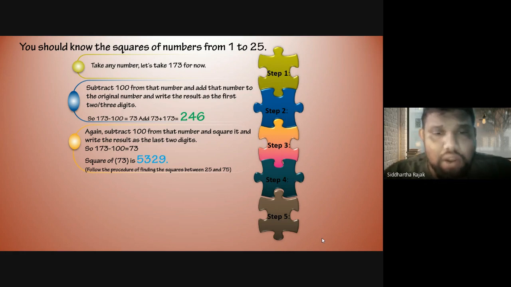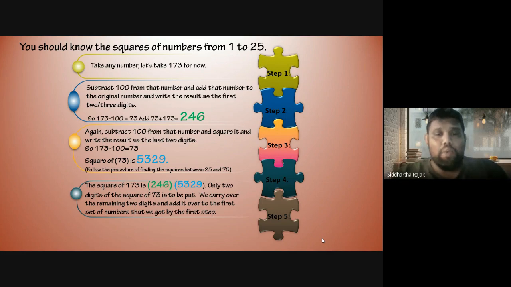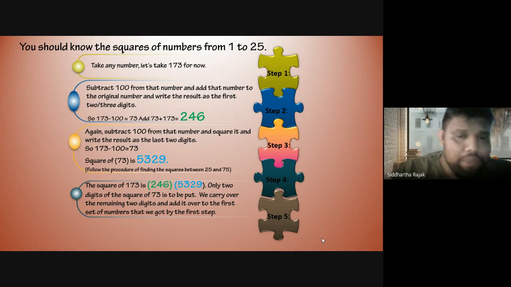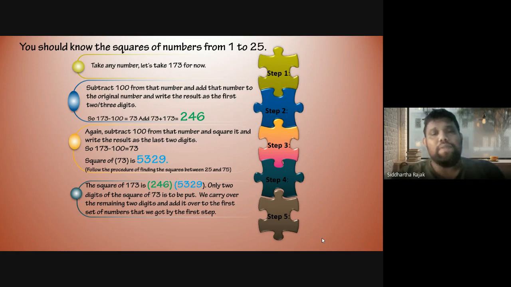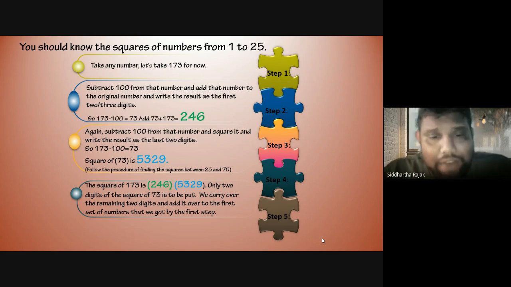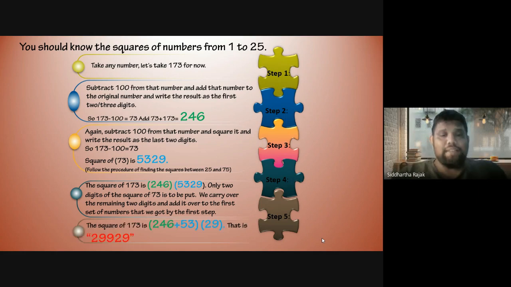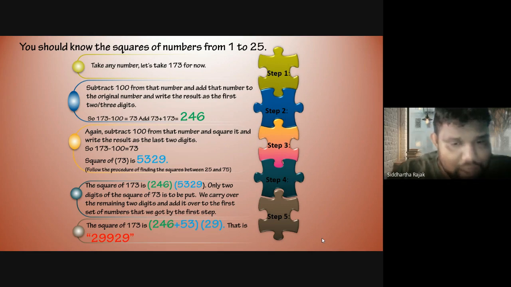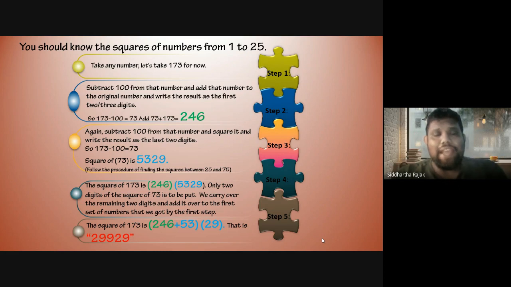So now, in order to get our answer correctly, we only take two digits from the number quoted in blue, the last two digits. 29 is the number we keep, and that 53, which is excess over there, needs to be carried over to 246, and 246 plus 53 becomes 299, right? So the number that we will get is 299 from the first addition, and 29 from the numbers that we retained. So that number is 29929.